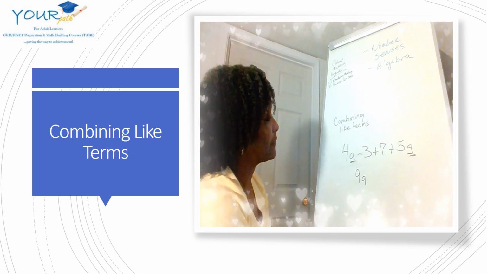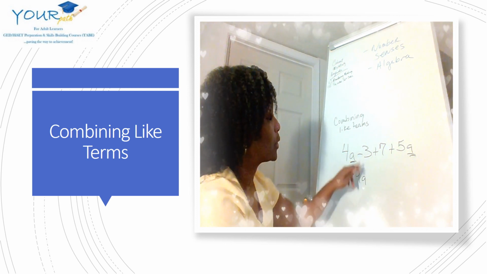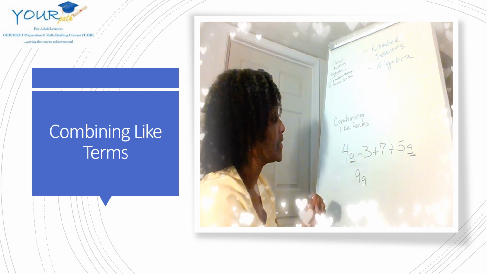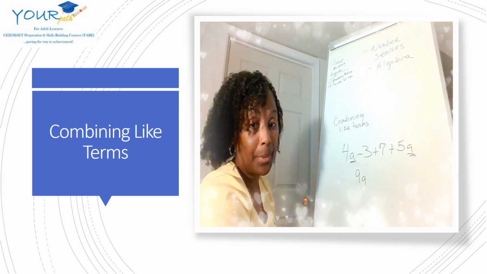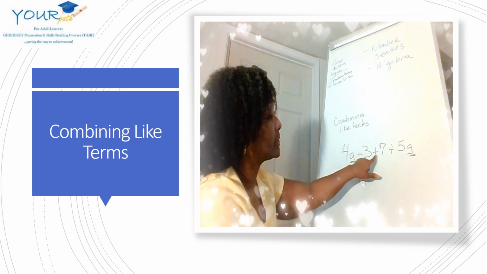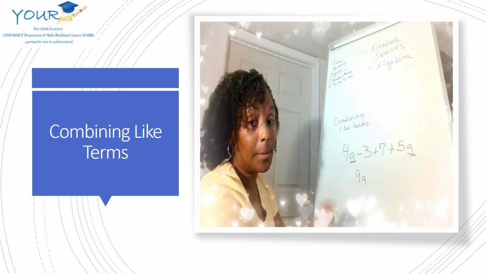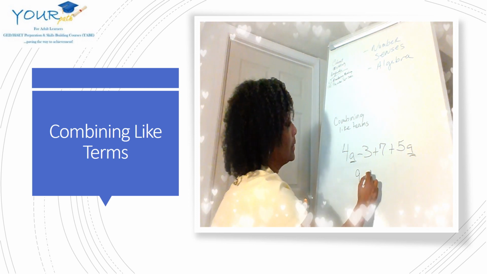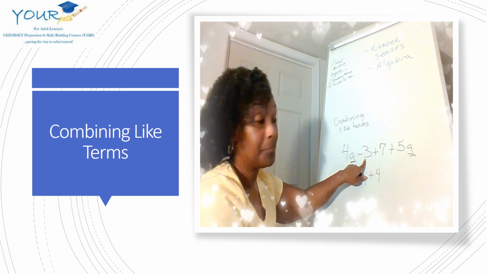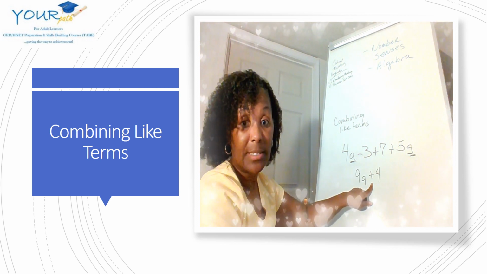Now we have a negative 3 plus a positive 7. Whenever you have a negative and a positive, you're going to subtract, and then you're going to take the sign of the greater number. In this case, it's going to be a positive 7. When we subtract the two numbers, positive 7 and negative 3, we get 4, and it is a positive 4 because 7 is greater than 3, and 7 has a positive in front of it. So that leaves us with a positive 4.